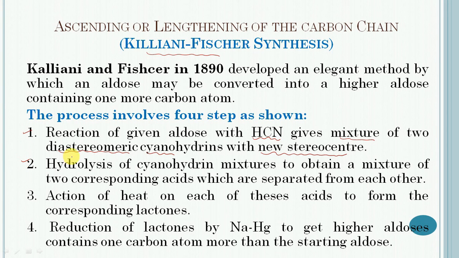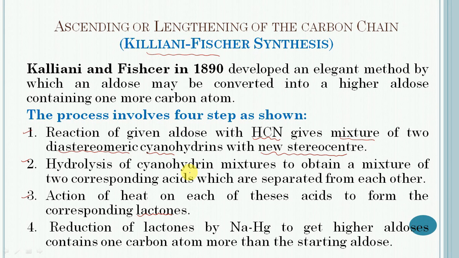Then the second step involves the hydrolysis of the cyanohydrin mixture. It will give a mixture of two corresponding acids, which are separated from each other by different methods. Then the third step involves the action of heat on each of these acids to form the corresponding lactones, and finally the reduction of the lactone is carried out with sodium amalgam to get the higher aldose, which will contain one carbon atom more than the starting aldose.